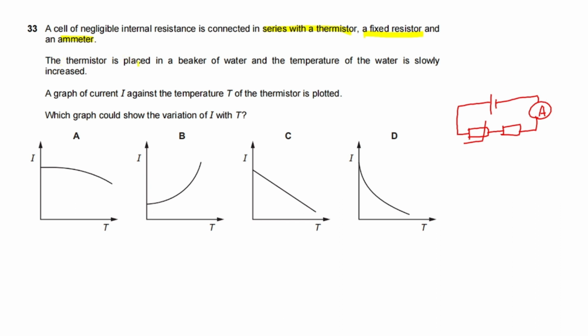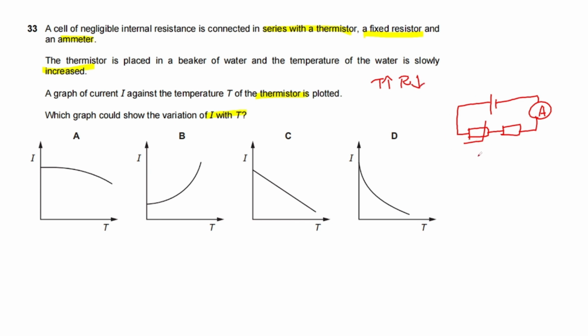The thermistor is placed in a beaker of water and the temperature of the water is slowly increased. A graph of current I against the temperature T of the thermistor is plotted. Which graph could show the variation of I with T? So here we have the thermistor. In the case of a thermistor, as the temperature increases, the resistance will decrease, right? That's the property here.